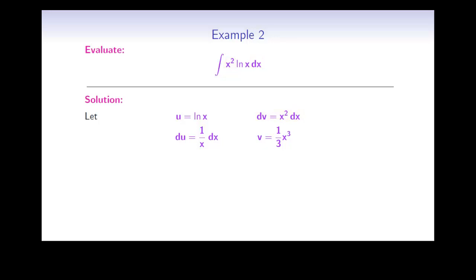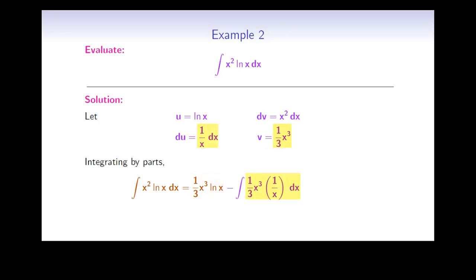Integrating this, we end up with v equals 1/3 x cubed. Now using the integration by parts formula, we get the integral of x squared ln x dx is equal to 1/3 x cubed ln x, subtract the integral of 1/3 x cubed times 1 over x dx.